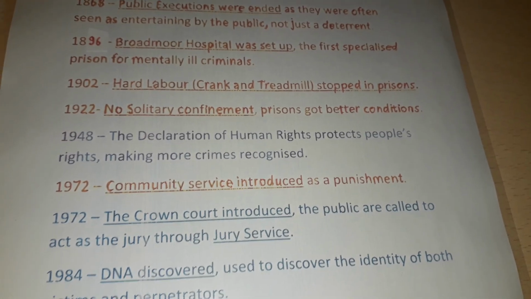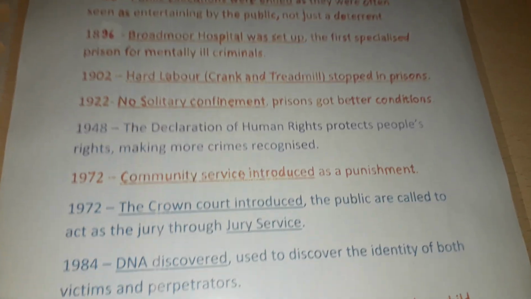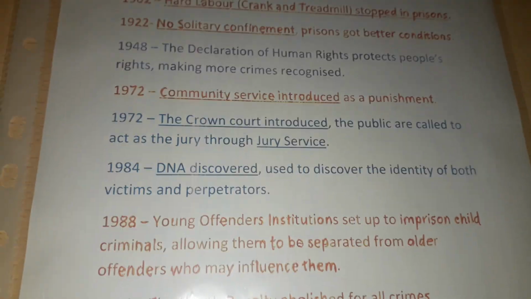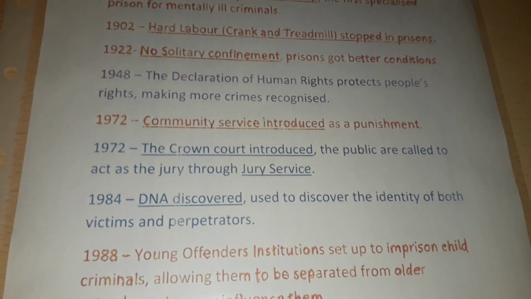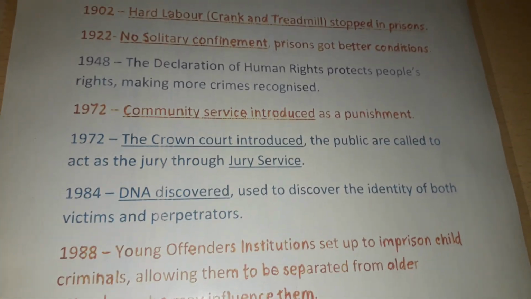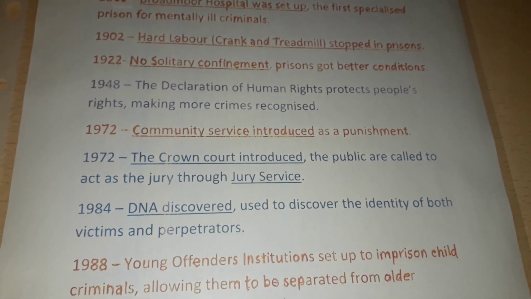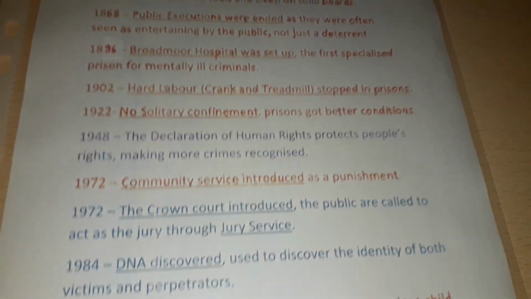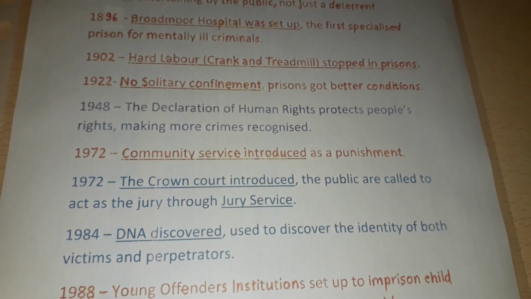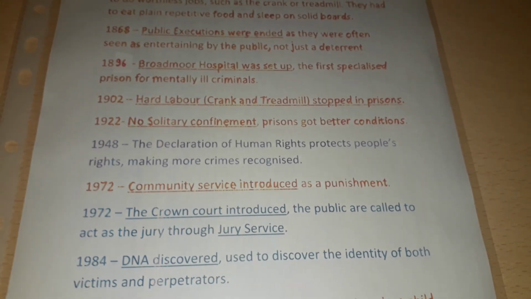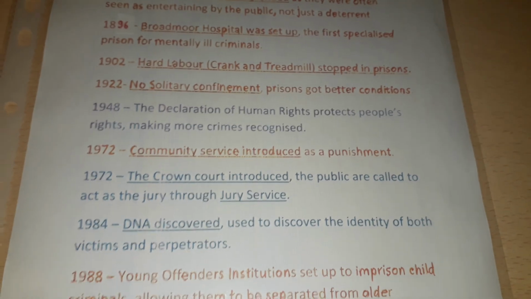And that would be a lot better, because it would represent the views of the country a lot better. In 1984, DNA was discovered, and this was used to discover the identity of both victims and perpetrators, because they always do a DNA test when someone comes in, like if say a dead body comes in, they'll do a DNA test to find out who it is, but also they'll do a DNA test on the surroundings of the crime scene, on the weapons and stuff like that, to find out who did it, who was the perpetrator.